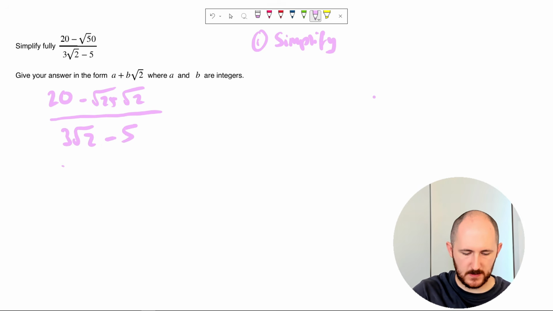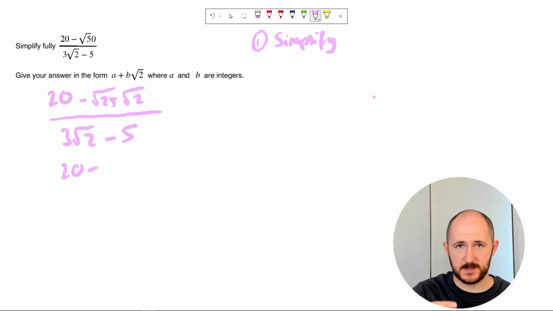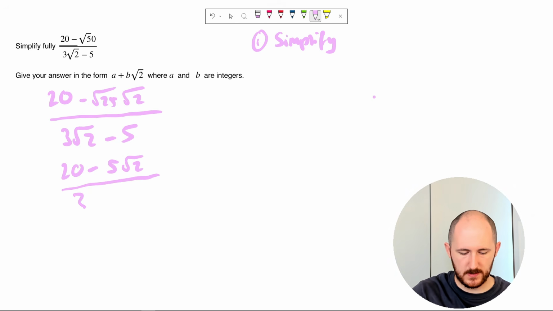So I'm going to simplify this. We've got 20 minus square root of 25, which is 5. So 20 minus 5 root 2 all over 3 root 2 minus 5.